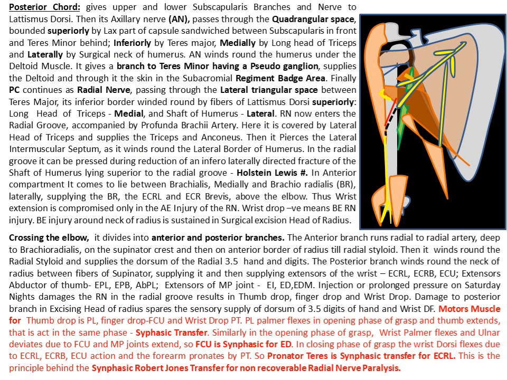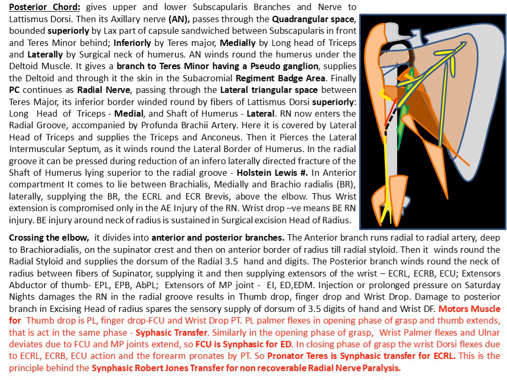Now we move on to the posterior cord, which gives the upper and lower subscapular branches and nerve to latissimus dorsi. Then its axillary nerve passes through the quadrangular space, bounded superiorly by the lax part of the capsule sandwiched between subscapularis in front and teres minor behind. Inferiorly, the quadrangular space is bounded by the teres major, medially by the long head of triceps, and laterally by the surgical neck of humerus.